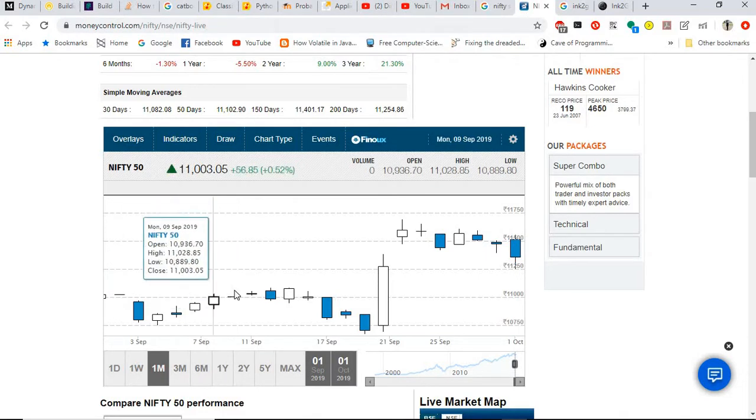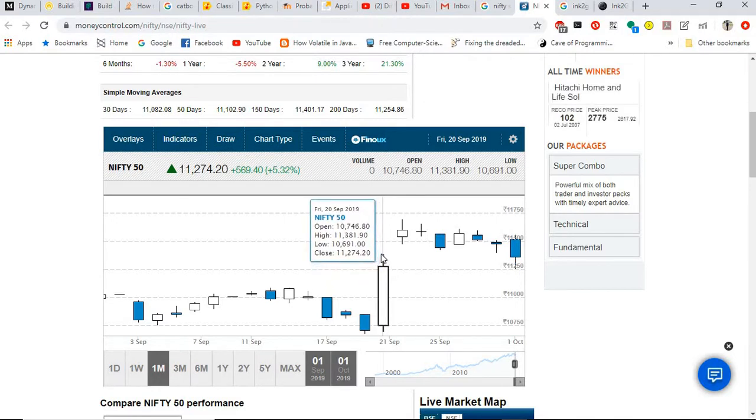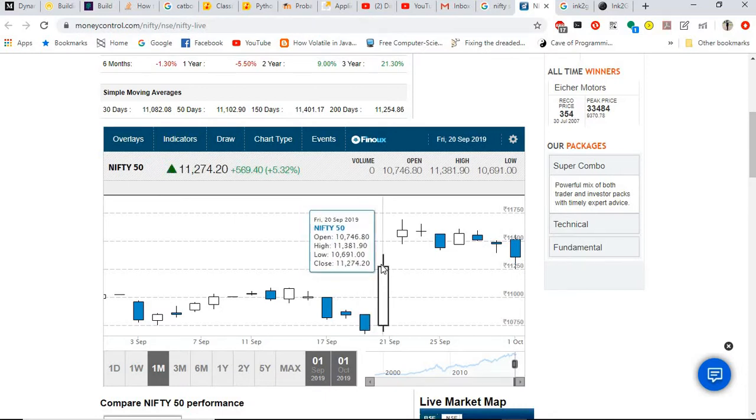Now see this. Just consider only one candle. Don't look at any other candle. Let's just assume this is the particular candle. Here, it clearly says the open is 10,746.8. So that means this is the open, and this is the high. What is the high? The line on top. The high is 11,382, and the longer the candle, the bigger the movement. What is the low? 10,691. This is the low it hit, and this happened on a single day, 20th September 2019.